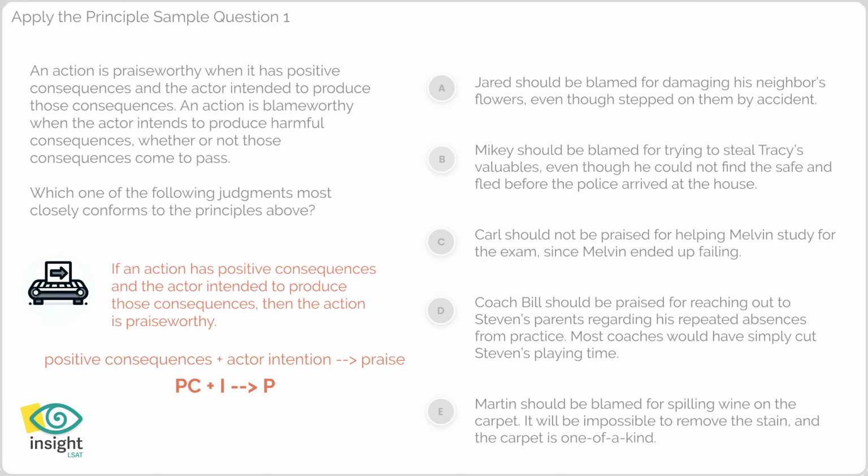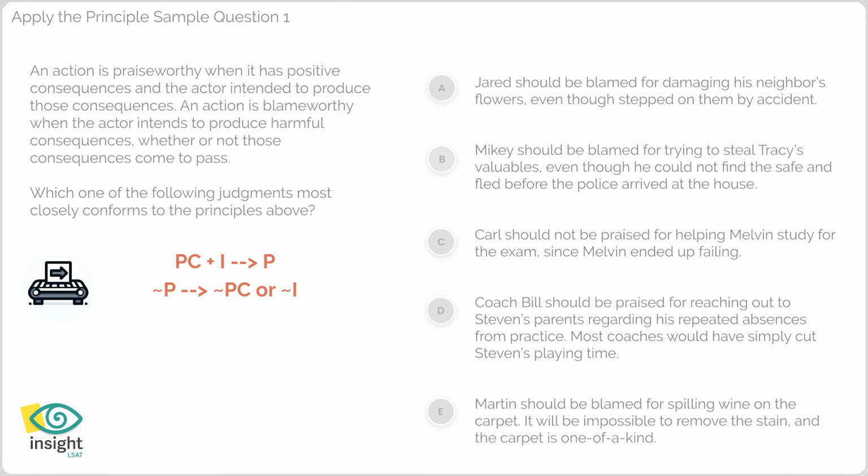For fun, I'll make the contrapositive, but I don't think I've ever seen an apply the principle question that made you use a principle's contrapositive. We can think of this as extra credit, and good practice anyway. The contrapositive would be, if not P, then not PC or not I, meaning that if an action is not praiseworthy, it is because either the action did not produce good consequences or the actor did not intend the consequences, or both.